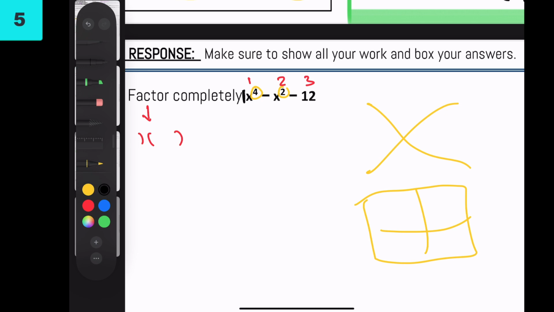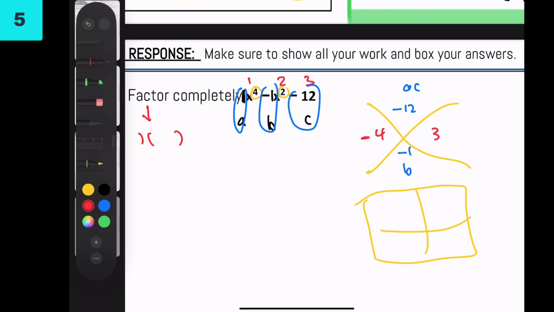This is my A, that's my B, and this is my C. Okay, a lot of students struggled with this. A is 1, B is -1, C is -12. So A times C is going to be -12. My B value is -1. My 2 numbers are 4 and 3.